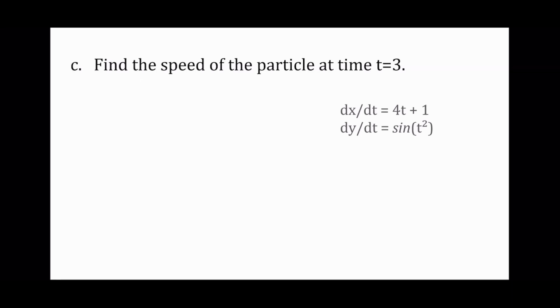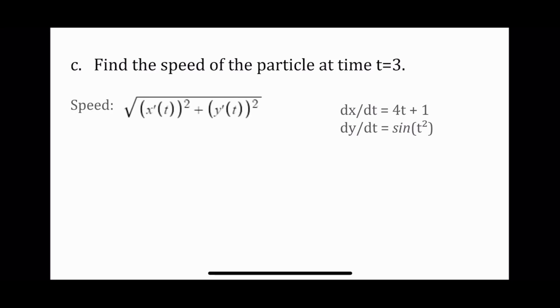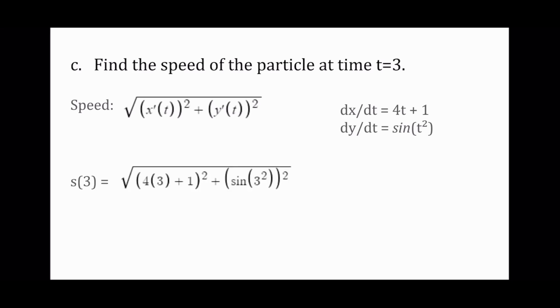The last part is to find the speed of the particle at time t equals 3, which we kind of already talked about, but again, I put our givens on the side, and the speed equation is radical x prime of t squared plus y prime of t squared. And so the speed at time t equals 3 is going to be equal to radical 4 times 3 plus 1 squared, which is going to be your dx dt at t equals 3, plus sine of 3 squared, which is going to be your dy dt at t equals 3. And that's going to be equal to 13.01. And that'll be your speed at time t equals 3.